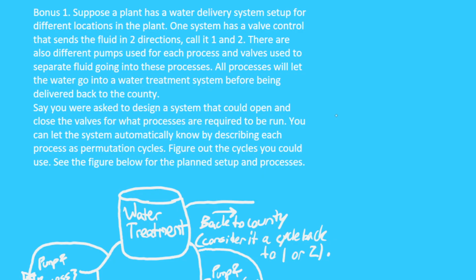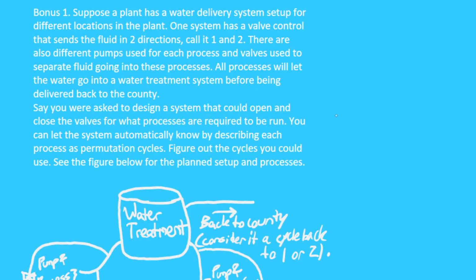We have a plant with a water delivery system set up for different locations in the plant. One system has a valve control that sends the fluid in two directions, so let's call it 1 and 2, and there are different pumps used for each process and valves are used to separate the fluid going into these processes. So all processes will let the water go into a water treatment system before being delivered back to the county. So say you were asked to design a system that could open and close the valves for what processes are required to be run. And you can let the system automatically know by describing each process as permutation cycles. So figure out the cycles you could use.